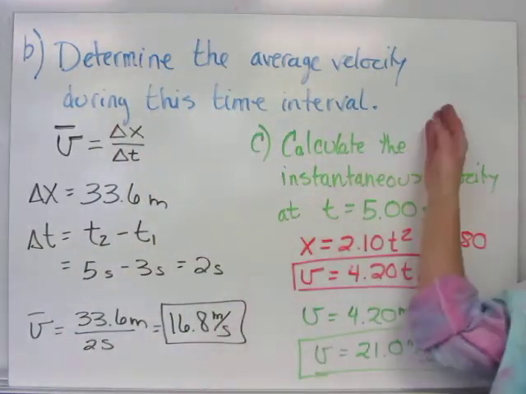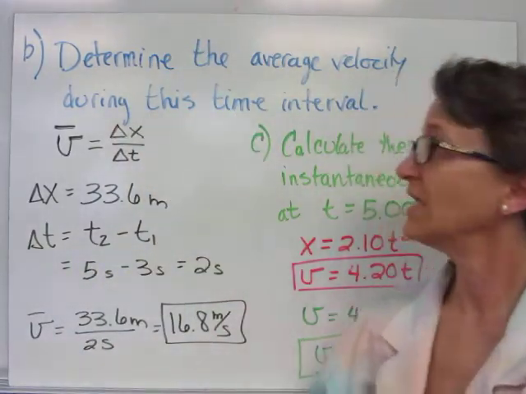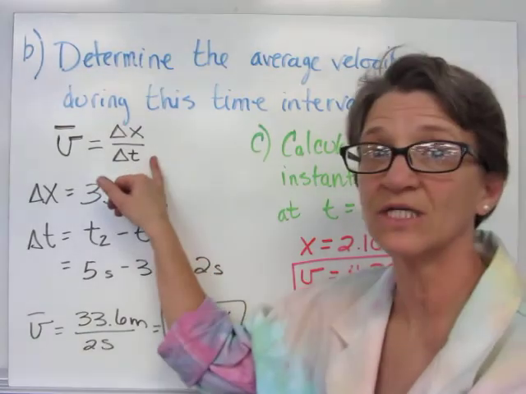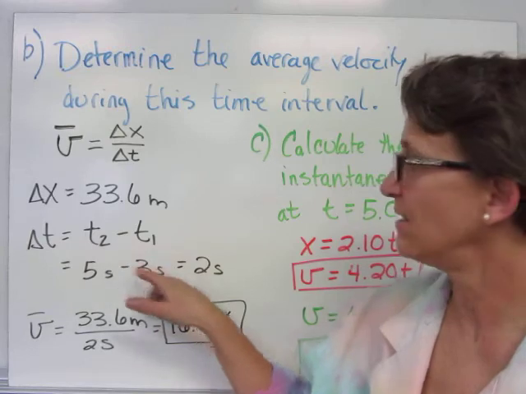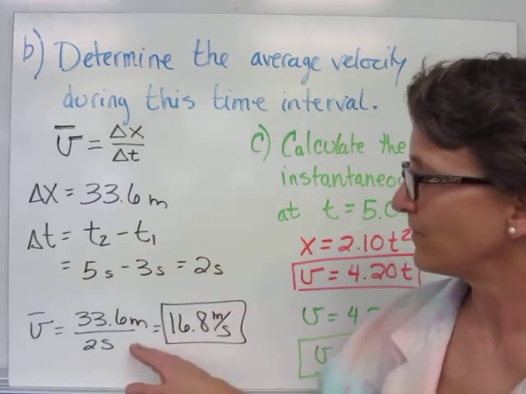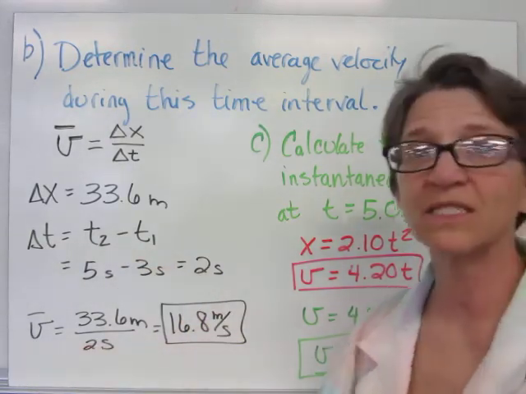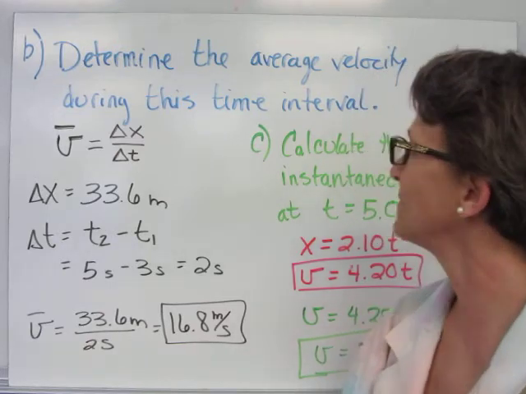Determine the average velocity during this time interval. Average velocity is your change in position over change in time. So we find our delta x and divide it by delta t, which is 2 seconds in this example. Your average velocity is 16.8 meters per second.